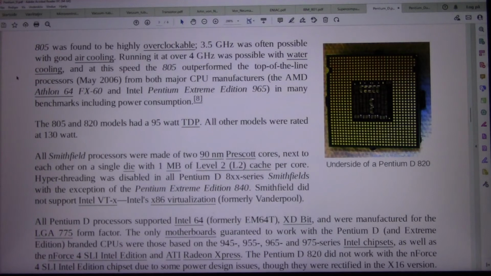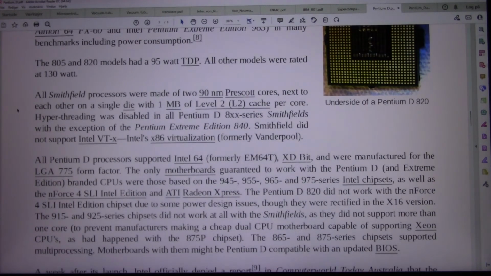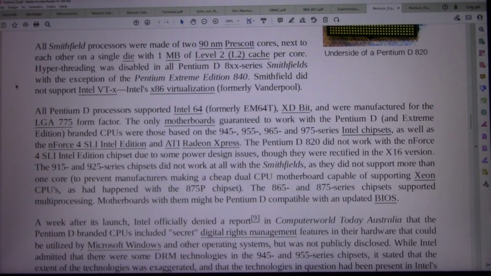The 805 and 820 models had a 95 watt TDP. All other models were rated at 130 watt. All Smithfield processors were made of two 90 nm Prescott cores, next to each other on a single die with 1 MB of level 2, L2, cache per core. Hyper-threading was disabled in all Pentium D 8XX series Smithfields with the exception of the Pentium Extreme Edition 840. Smithfield did not support Intel VT-x, Intel's x86 virtualization, formerly Vanderpool.